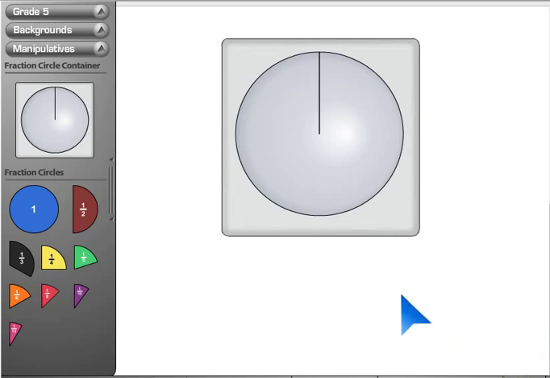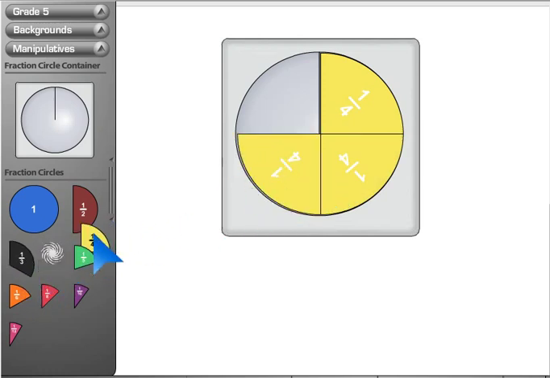Okay, let's divide the circle into 4 parts. 1, the number at the top, the numerator, tells you this is only one out of 4 parts into which the circle has been divided. So let's add another, and another. So the number at the top is the numerator, the number at the bottom the denominator. And the denominator tells you into how many parts the circle has been divided. This is only 1 out of 4.